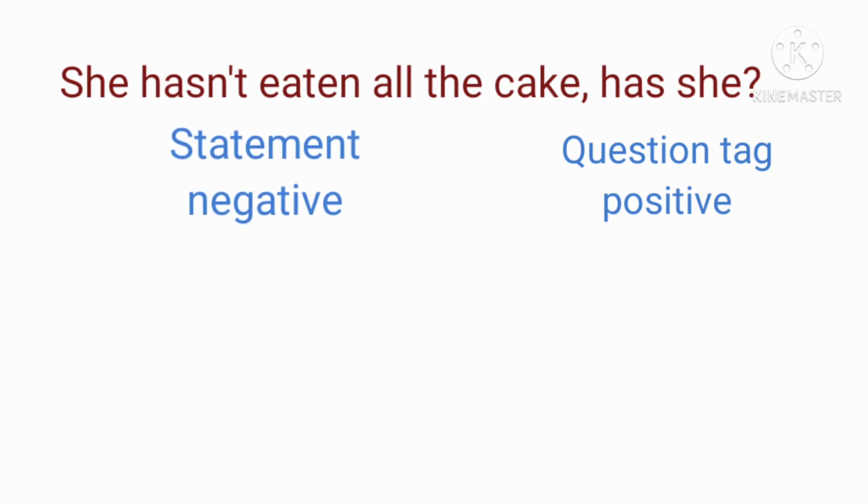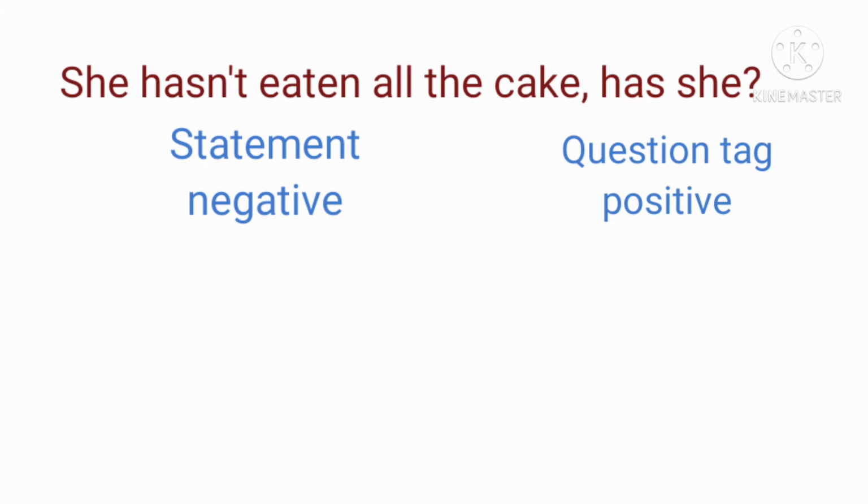Now, this statement is actually a negative statement. How do we understand? We can understand by the word "hasn't." That is the short form of "has not." So, a negative word has come. Yes, "hasn't" is a negative word. So, the sentence is negative.